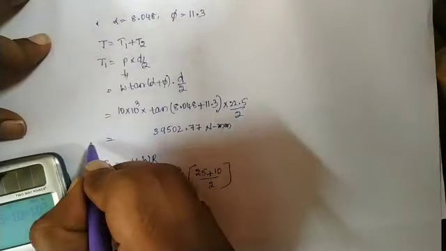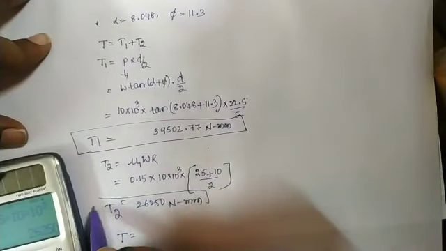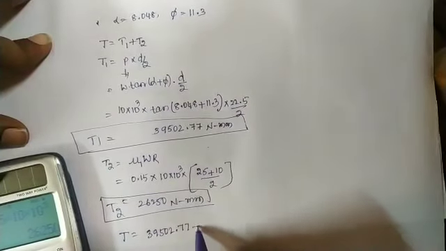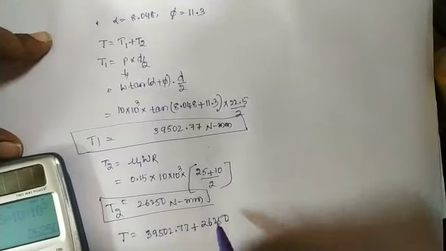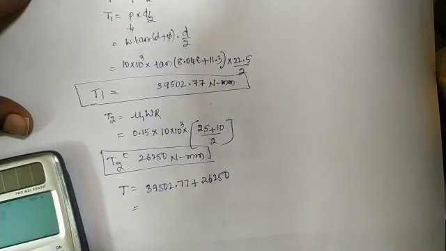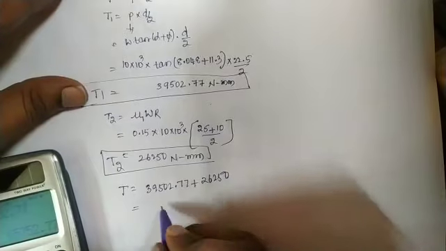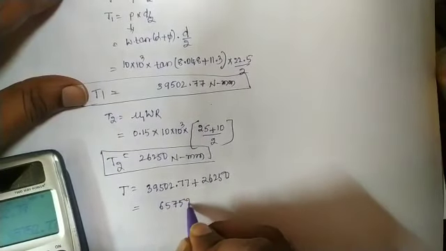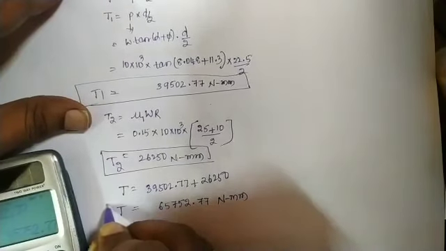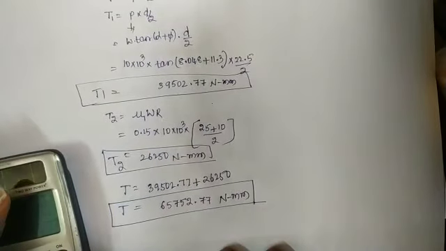Then T equal to T1 plus T2, 39502.77 plus 26250. Then T equal to 65,752.77 Newton mm. So this is the total torque. Okay, so the first condition is completed.